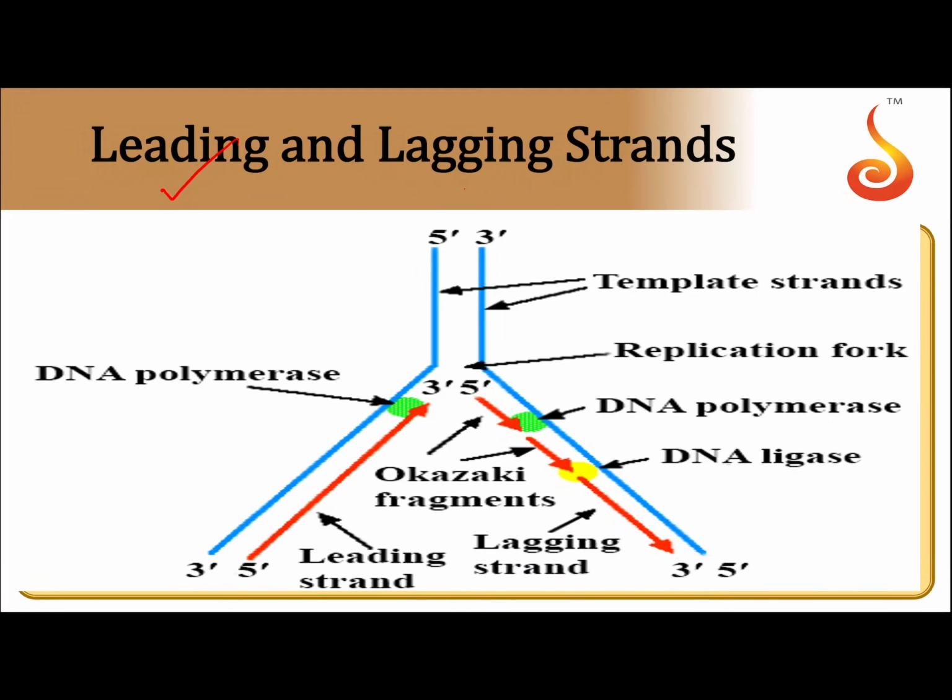Leading and lagging strands. Each DNA has two strands. During DNA replication, both parental strands act like a template. Out of the two parental strands, the first parental strand polarity is 3' to 5'. The second parental strand polarity is 5' to 3'.